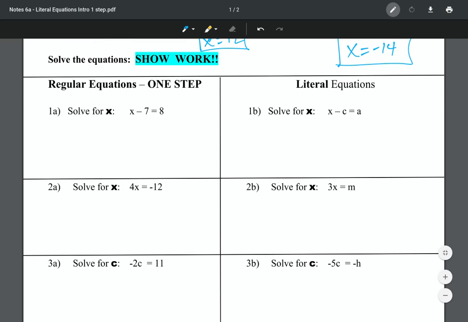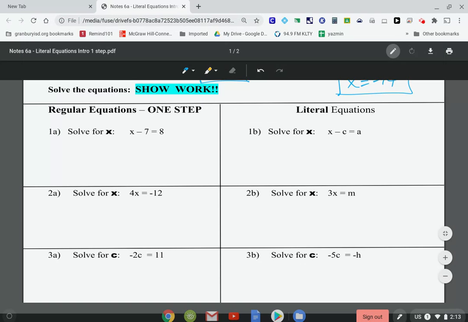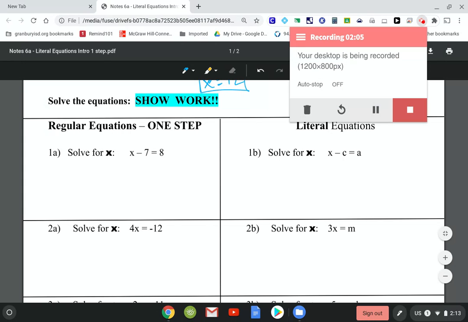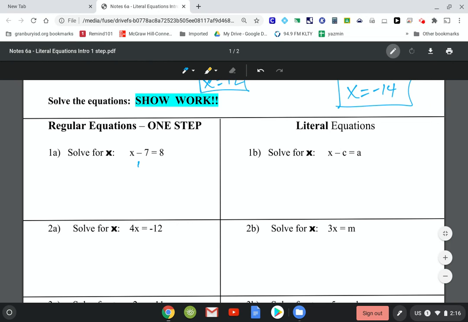So now I'm going to show you the process for solving a one-step, one variable equation, and then we're going to carry that over to the right side, which is on literal equations. So the first thing we're going to do here is, on problem 1a, solve for x. On this particular one, we're going to add 7 to both sides.